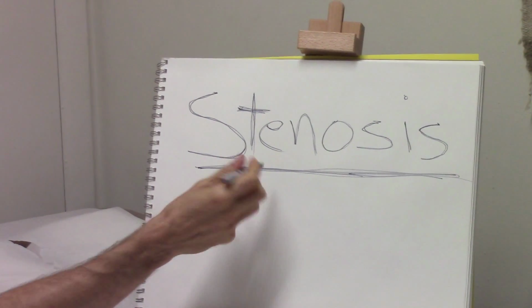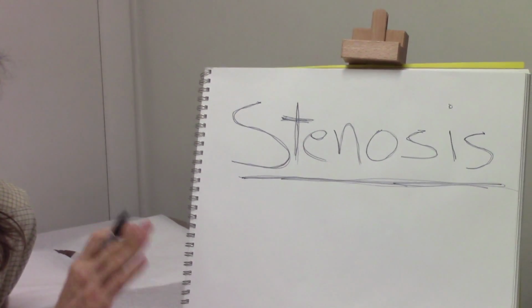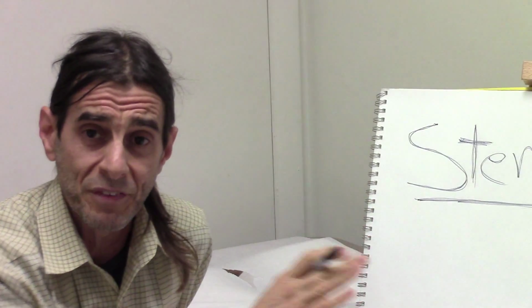This is how it's spelled. This is the word right here. Now, simply, all stenosis is a closing of a space. So let me demonstrate what that is in graphic form.